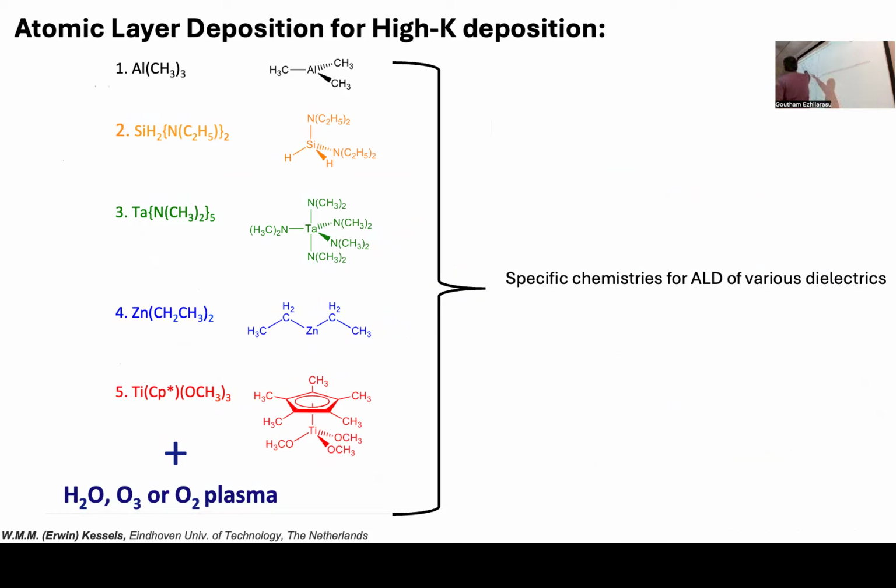So for example, methyl aluminum for aluminum oxide, and then this is for silicon dioxide, tantalum oxide, and so on, right? But this is the actual precursor, and then the so-called co-reactant generally tends to be water or ozone or oxygen plasma.